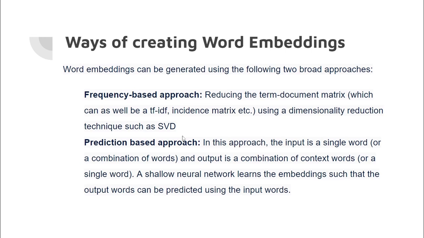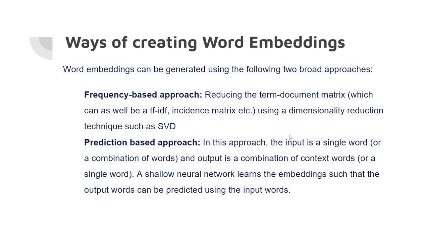Then another popular approach which we follow in order to generate the word embeddings is the prediction based approach. As I mentioned, the frequency based approach is applied on occurrence matrices, whereas the prediction based approach we are going to apply on the co-occurrence matrix or term matrix. In this approach, the input is a single word, or a combination of words. A combination of words in the sense of a pair of words, the pair of words which we created in the co-occurrence matrix.